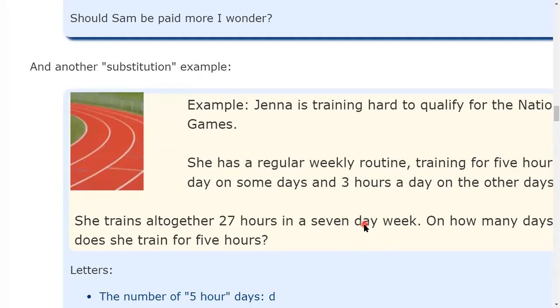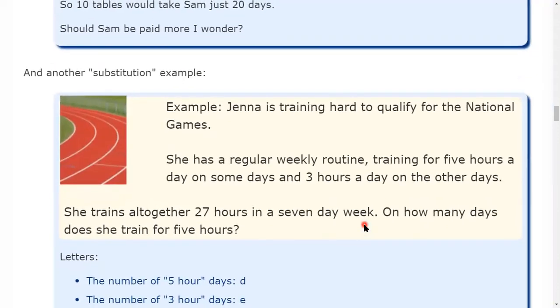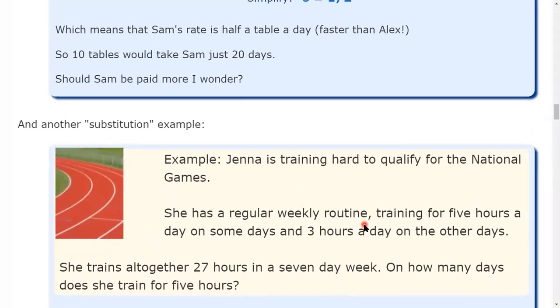So here is another example. Look at this. Be careful this time, make your calculation. Please read this question. Jenna is training hard to qualify for the national games. She has a regular weekly routine, training for 5 hours a day on some days and 3 hours a day on others. She trains altogether 27 hours in a 7 day week. How many days does she train for 5 hours? Okay, so this is a problem. You will have to transform this English statement into mathematical form.